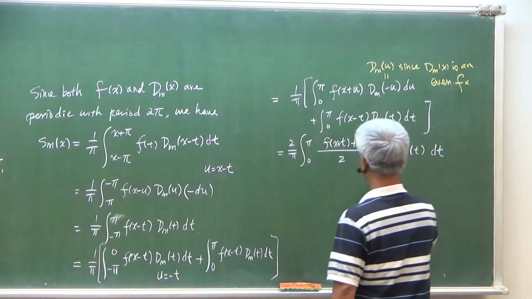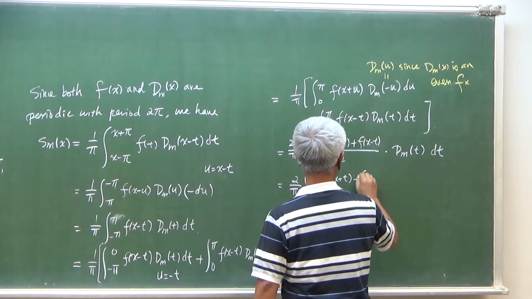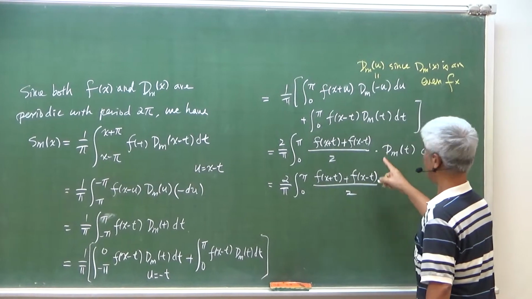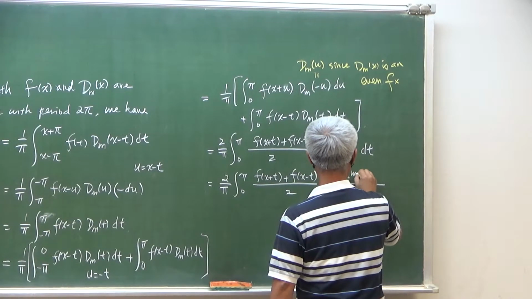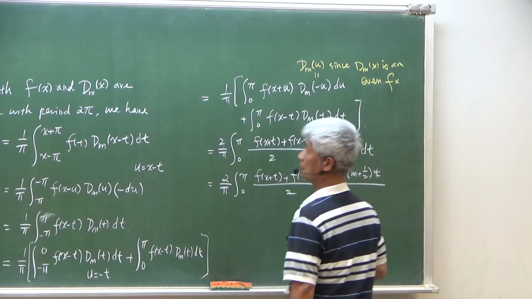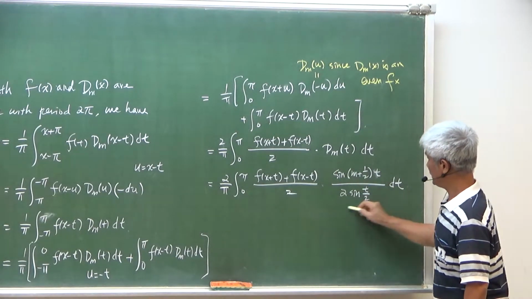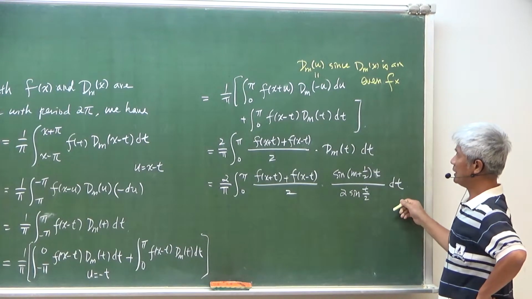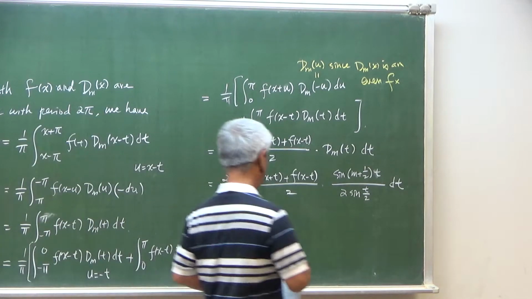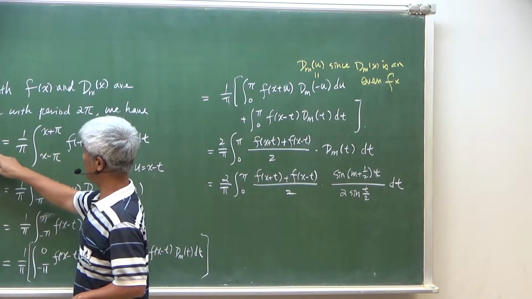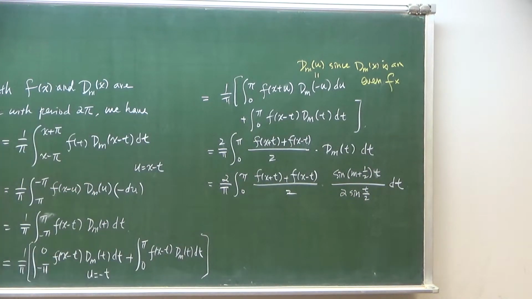But this is not a good one, because remember the Dirichlet kernel actually has a sine function in the denominator here, 2 sine of t over 2. So we want to get rid of this one. And how can we get rid of this one? The thing is that to see if this converges, we want to know that this integral converges as m goes to infinity, right?